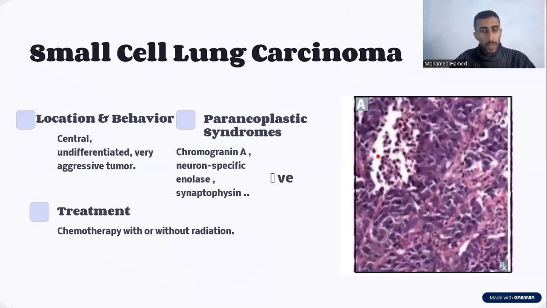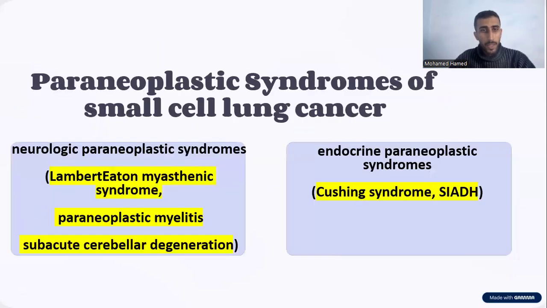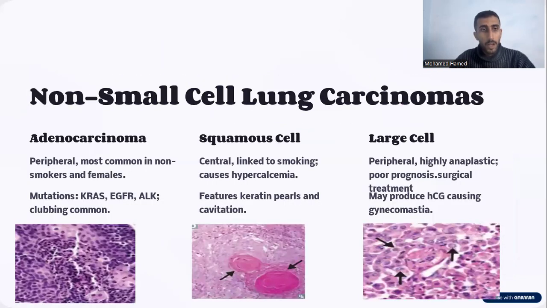Regarding the histology, it arises from neuroendocrine cells called Kulchitsky cells. These cells have a basophilic appearance, as shown in this histology picture. They are chromogranin A positive, neuron-specific enolase positive, and synaptophysin positive. You have to memorize these markers. So this is all for small cell lung cancer: its location, behavior, treatment, and paraneoplastic syndromes.